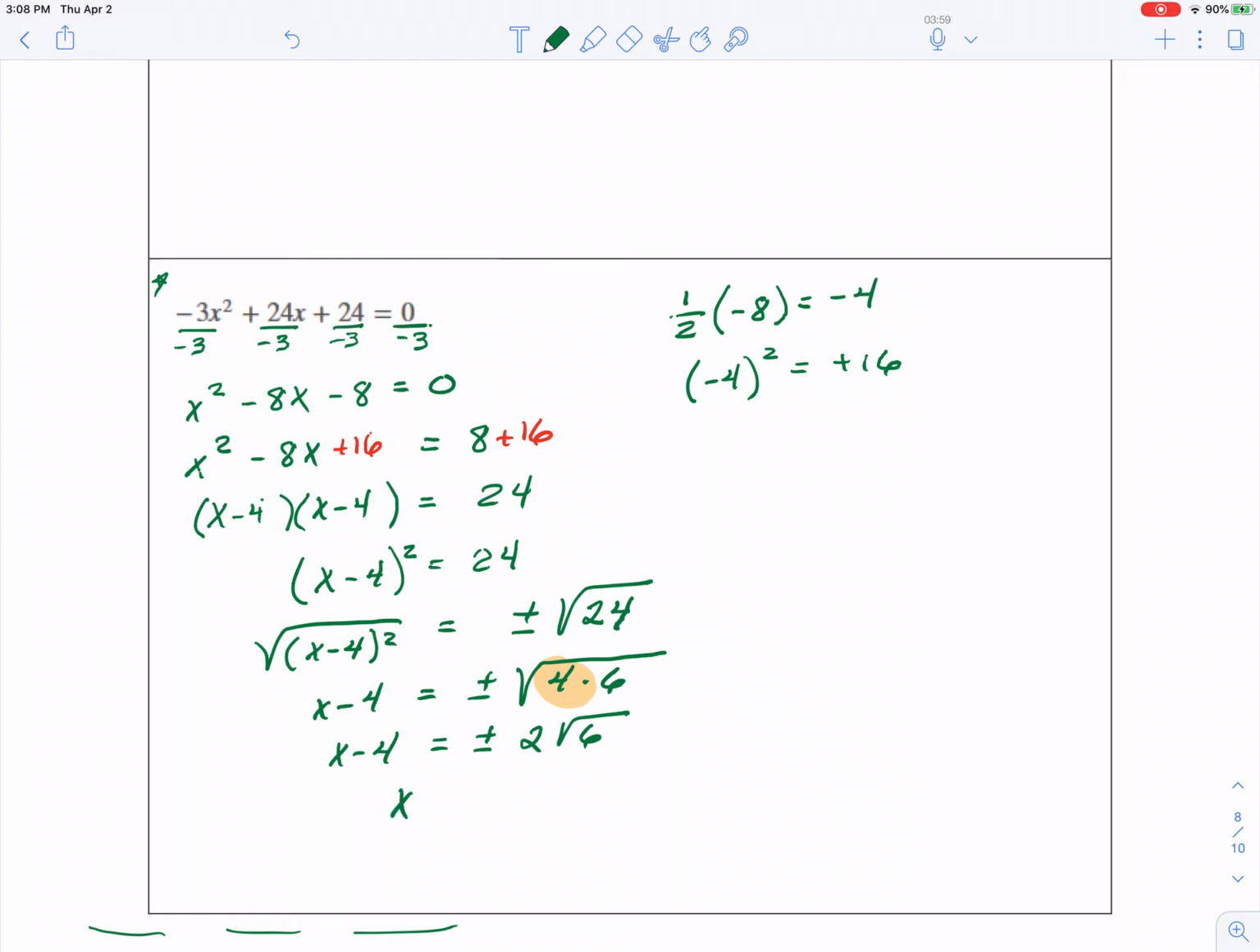And we're almost there. So one answer is positive 4, adding 4 to both sides, plus 2 times the square root of 6. And the other answer is positive 4 minus 2 times the square root of 6. So I hope that will help you as you work through some of these where the lead coefficient on that second degree term is not equal to 1.